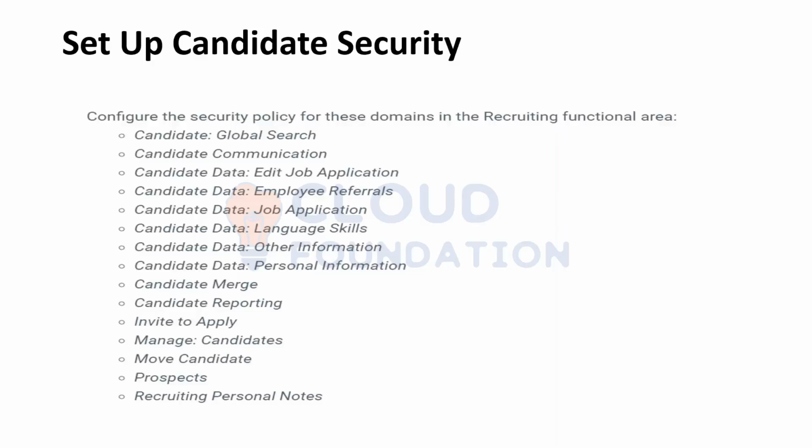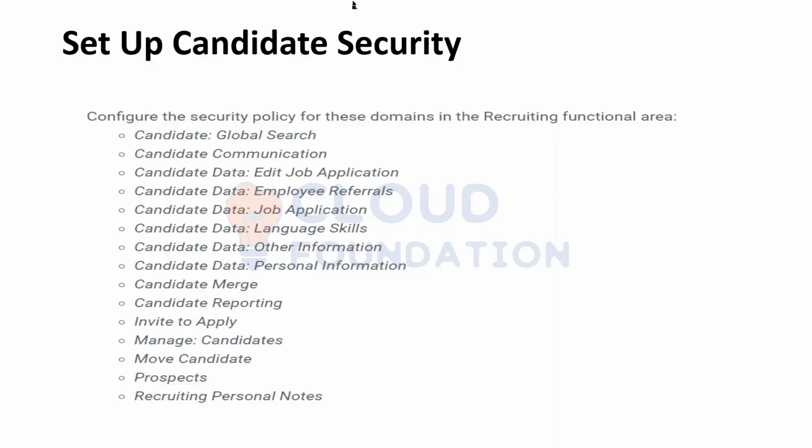Okay, so if you see the list of domains, you can see all these domains present, which are of importance from our recruiting point of view. The first one is candidate global search. Who can view the details as well as the name of the candidate in the Workday tenant? This domain provides the task and report for such security to the security groups.